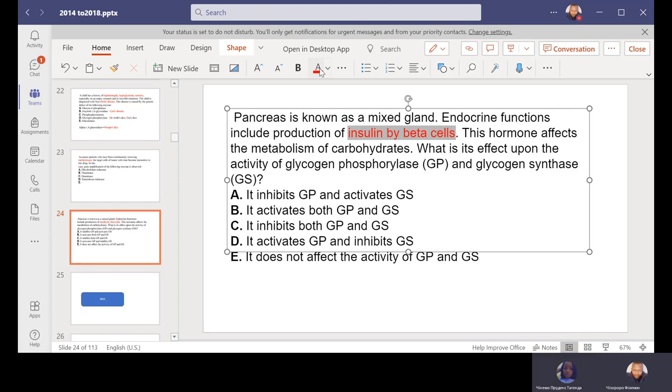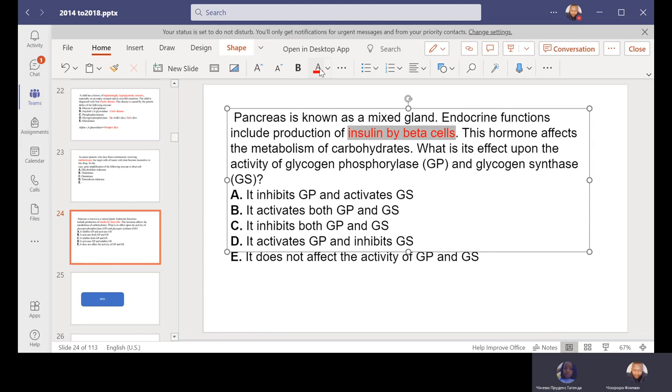Exactly, right. So after understanding that part, then you are ready to go. You need to know that if glucose is high, insulin can also stimulate the synthesis of glycogen, because glucose is high, we want to store it. You get it? The enzyme for synthesis of glycogen is called glycogen synthase. In conclusion, we can say insulin activates glycogen synthesis.